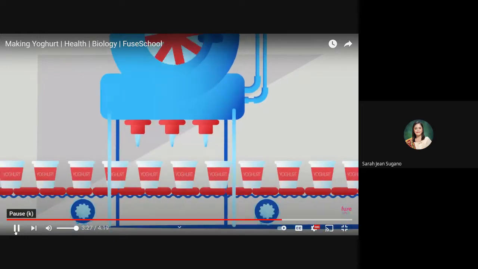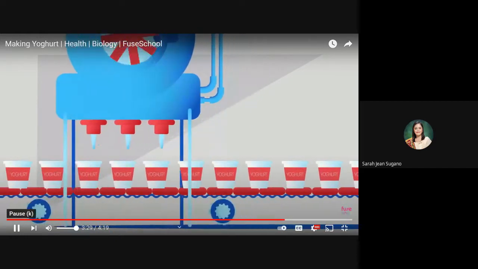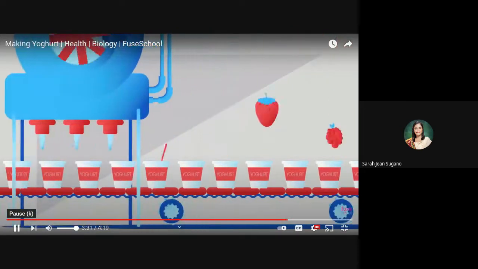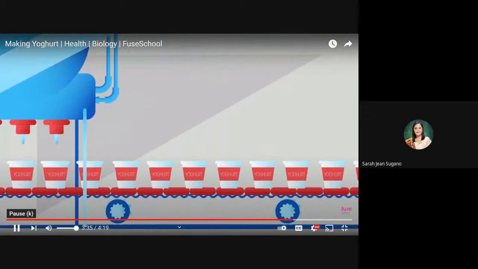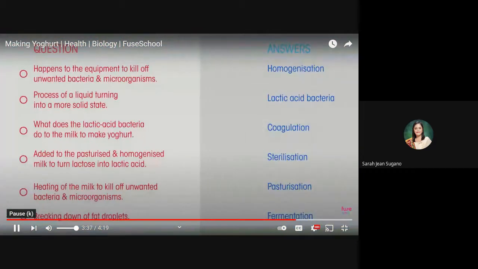And we've made natural unflavored yogurt. At this stage, we can add flavorings and fruit. Now it's ready to be packaged and sold. Delicious. Can you match the words to the definitions of the different stages of the yogurt making process? Pause the video and give it a go.